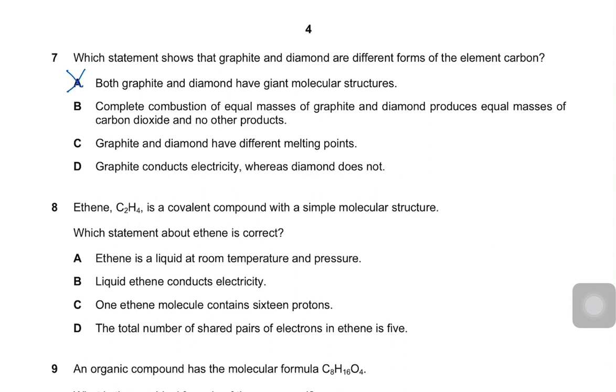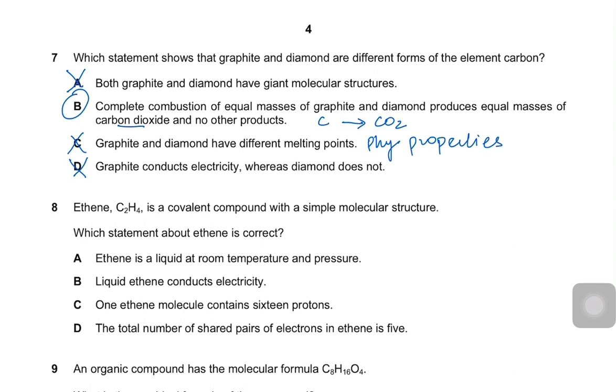Complete combustion of equal masses of graphite and diamond produces equal masses of carbon dioxide. Yeah, because it is connecting the idea that carbon makes carbon dioxide gas, and that is connecting with carbon. Graphite and diamond have different melting points. That is again a physical property, not connected with the presence of carbon. So it's a physical property, not a chemical nature. So again, C is wrong. Graphite conducts electricity, diamond does not. Again, that is a physical property, not connected with the chemical identity.